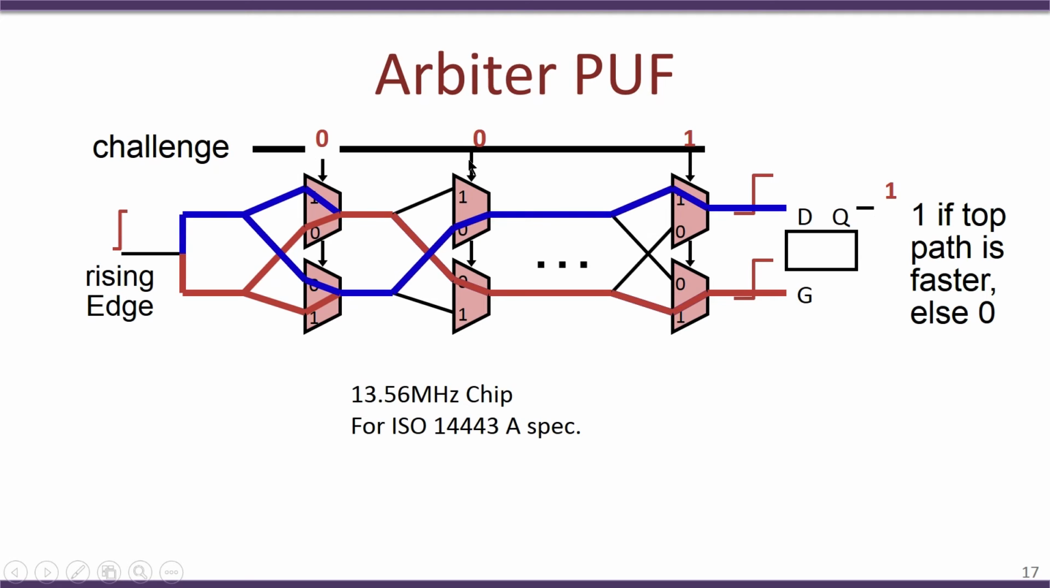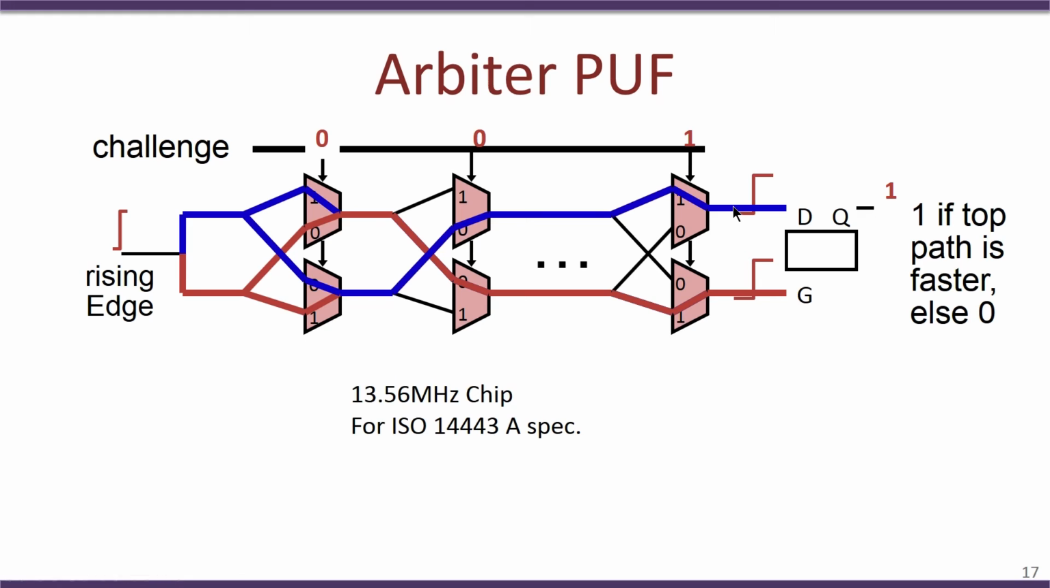So, the challenge in the Arbiter PUF is the select lines of the multiplexers. For example, over here, considering that there are 3 switches, the challenge is 0, 0 and 1. Note that if we change the challenge, it essentially changes the path for the red and blue signals, and as a result the output may change.